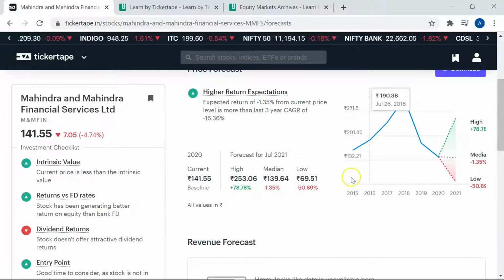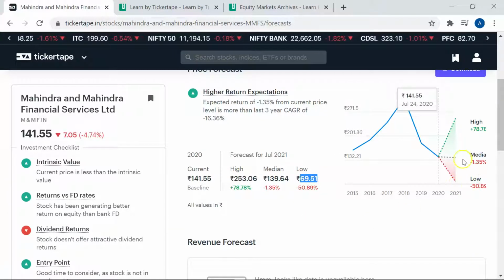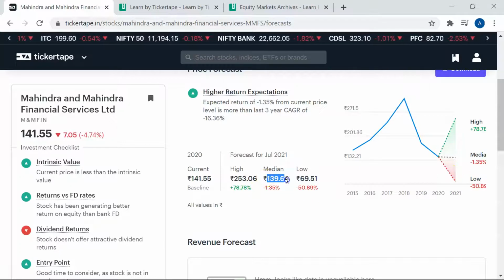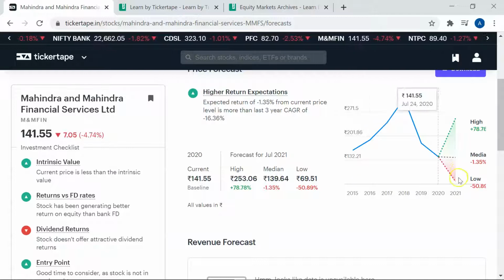The median is nothing but the average of these. If you see here, this is 253, this is 69. So you want the median data. Median means you just take an average. You just have to take some averaging concepts, that's all.